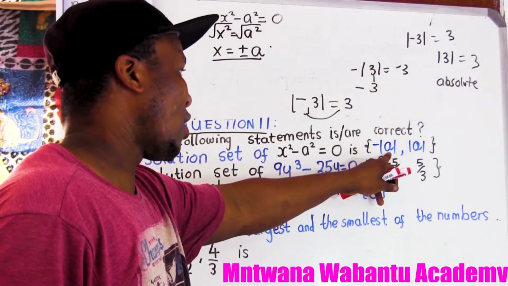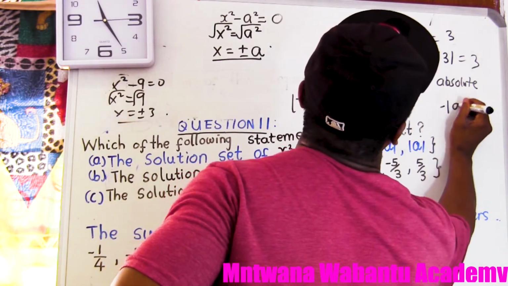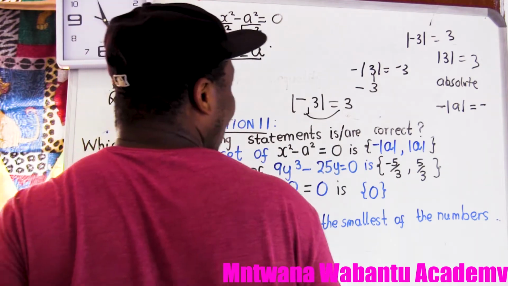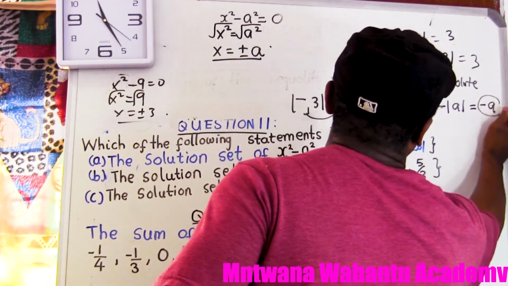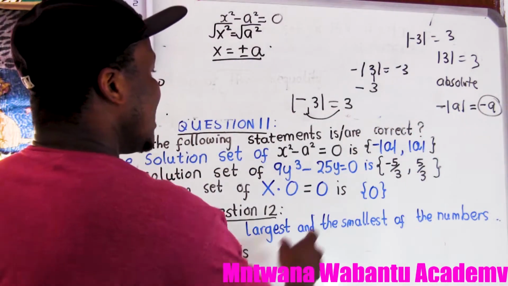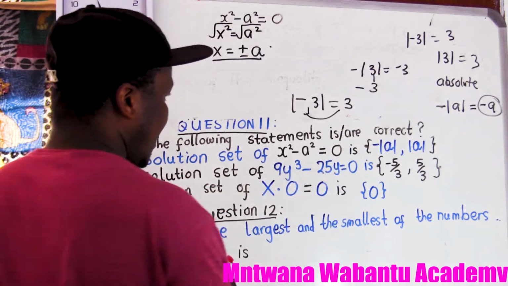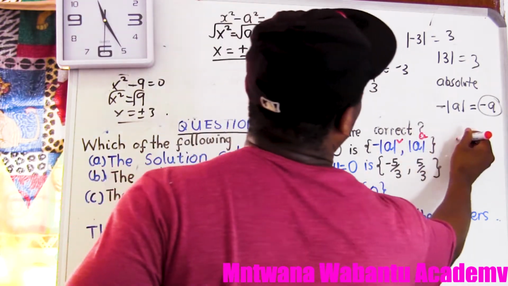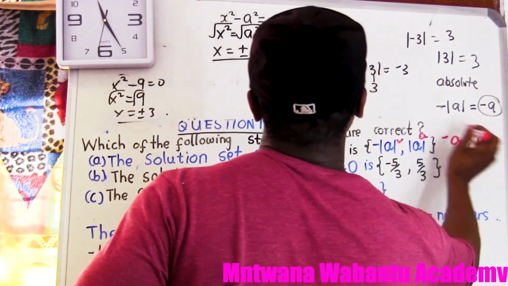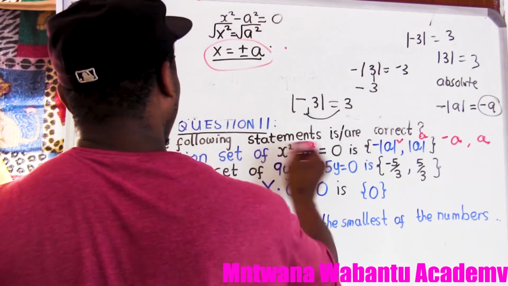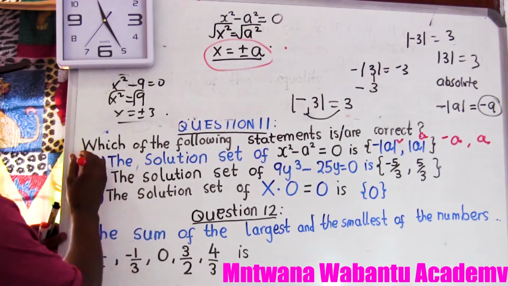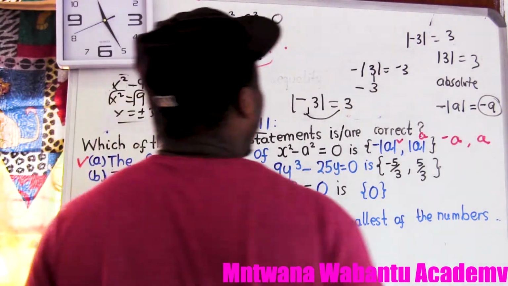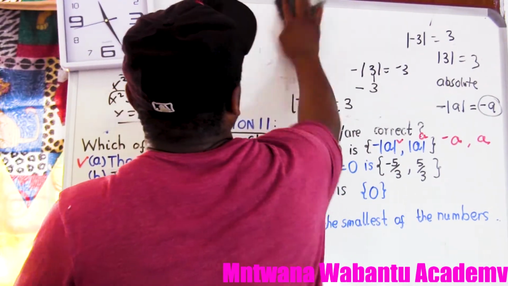So here, when you say negative A, this negative is just outside the absolute, and this A is going to give me A. So this is still negative A. So this is negative A, and this is when it's going to be A. So which is true? Because like A negative and A positive, which is this. So this is true. The first option is true. Now let's go for option two. For option two, let's make some space here.